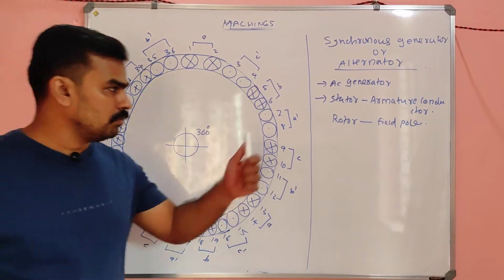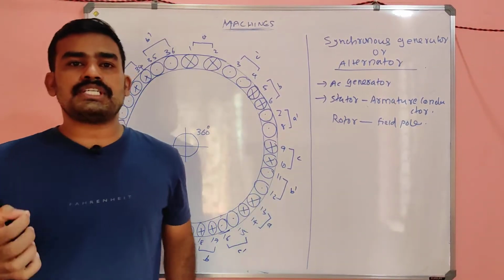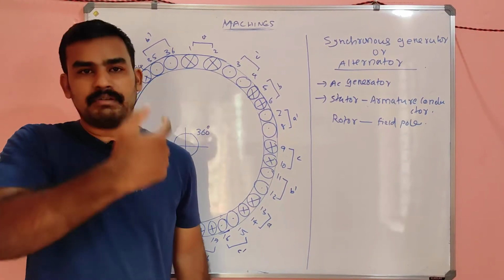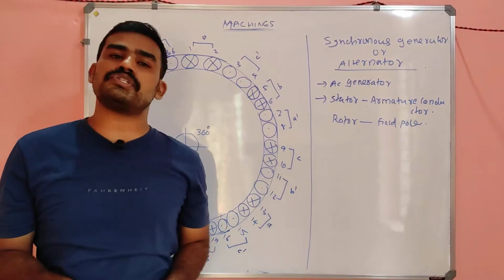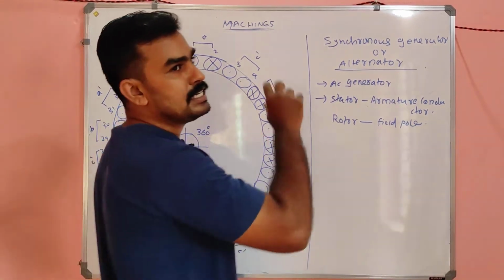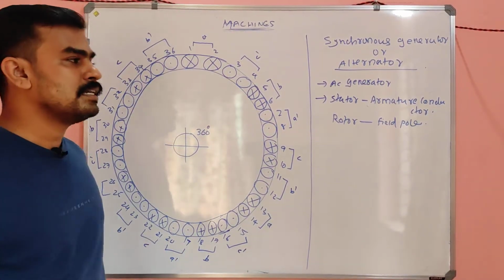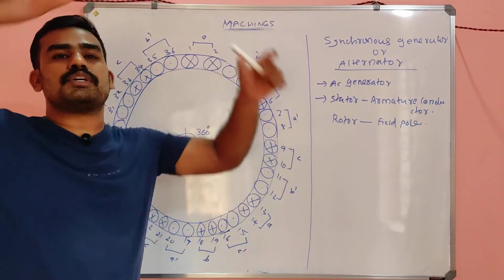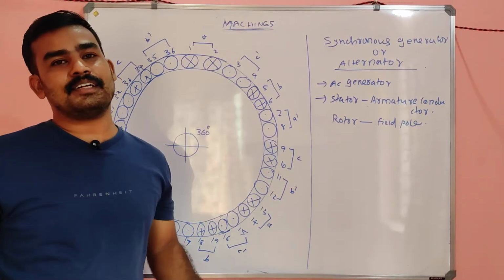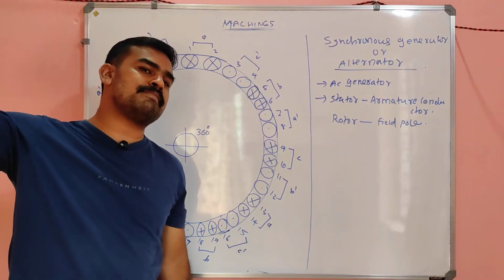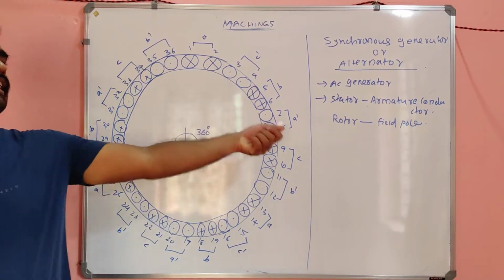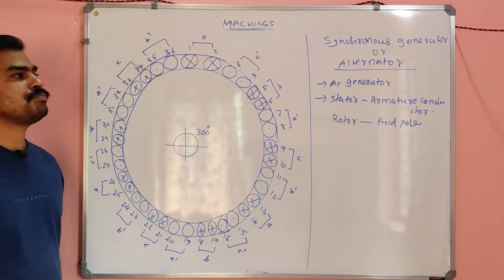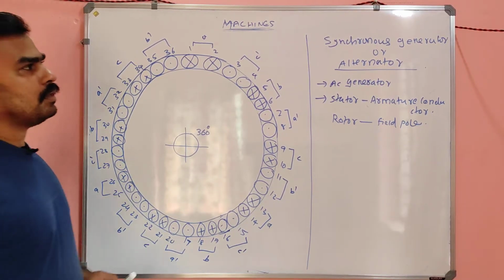And here in the alternator the field poles are rotating and the armature is stationary, my dears. The armature here is stationary. That means the conductors are wound on the surface of the stator, not in the rotor. In the case of a DC motor, it was in the rotor. In the case of an alternator or AC generator, it is on the stator side.